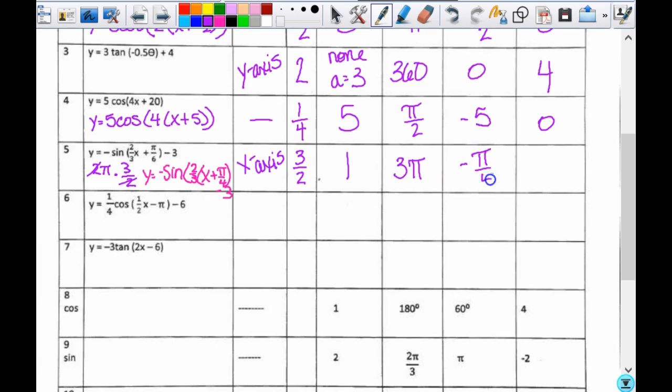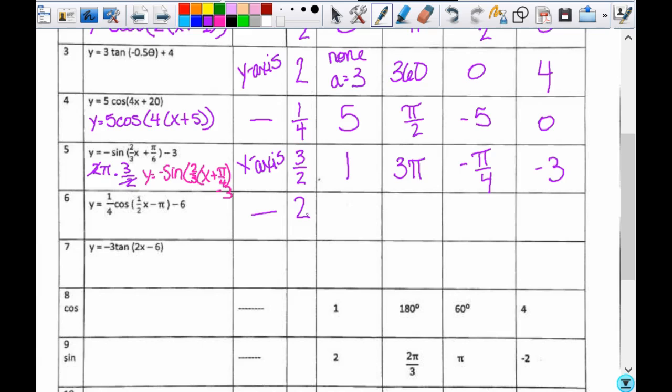Negative pi 4ths. Good. And my vertical shift is negative 3. All right, do I have a reflection here? No. And my compression, 2, because it's 1/2, so the reciprocal is 2.